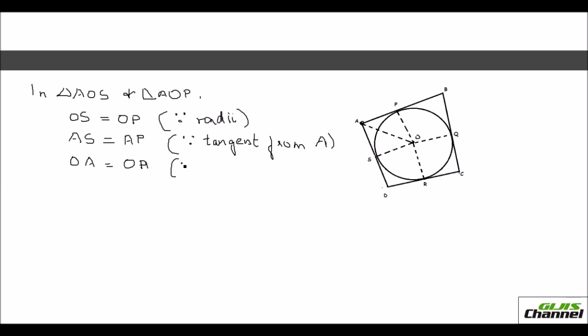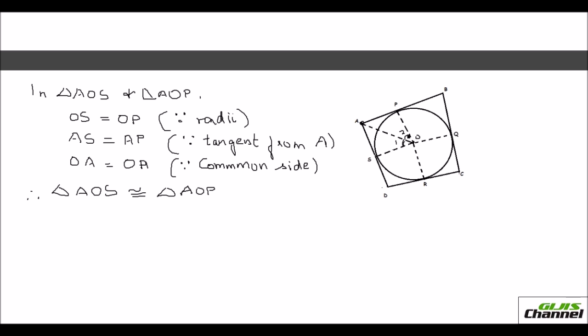And then you have OA is equal to OA because that's a common side. So you find that the three corresponding sides of triangles AOS and AOP are equal. Therefore, I can conclude that triangle AOS is congruent to triangle AOP. This angle here, I just take these two angles and put 1 and 2.